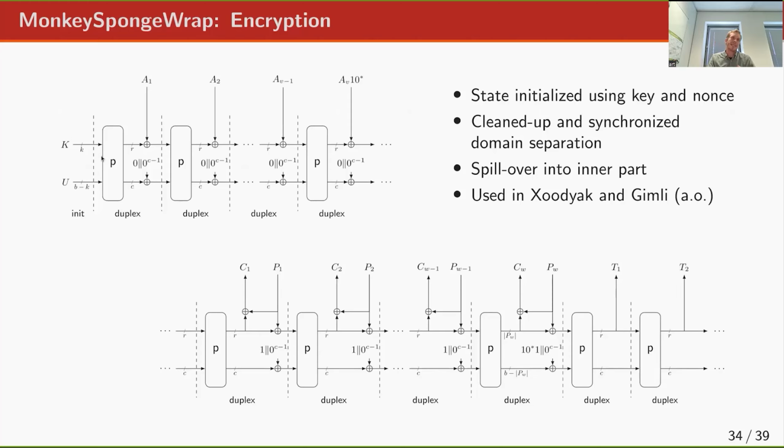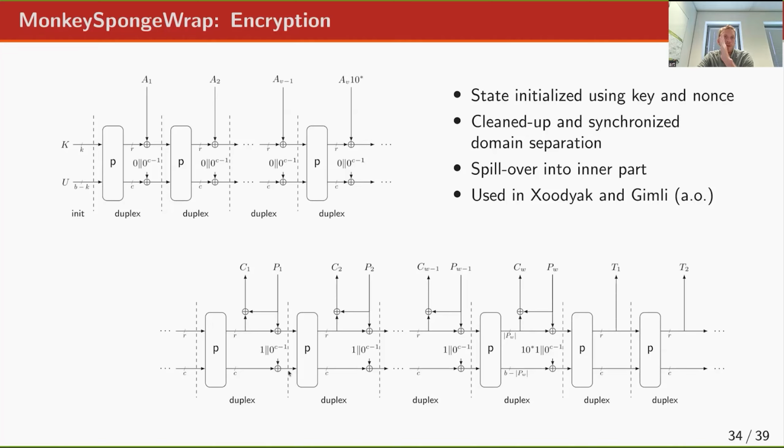What happens is we initialize the state with the key and nonce. Then we do duplexing calls to absorb the associated data R bits at a time. Every duplexing call absorbs associated data into the state. Then we do duplexing calls to encrypt R bits at a time. The plain text is split into R-bit blocks. We encrypt by generating a key stream, adding it to the plain text to get ciphertext, and we absorb. Why do we need to absorb?